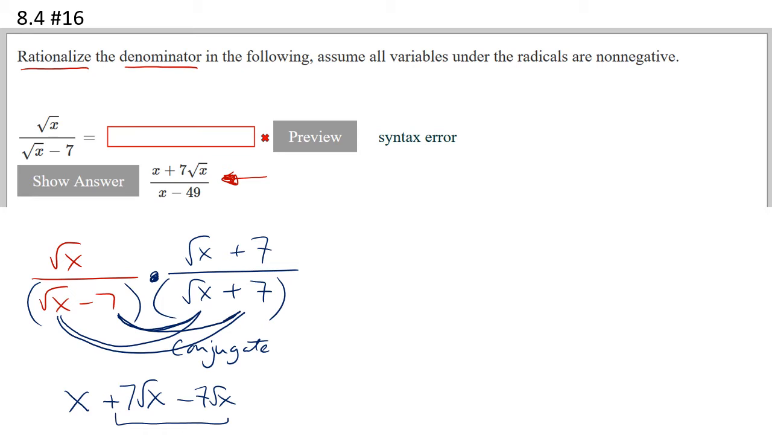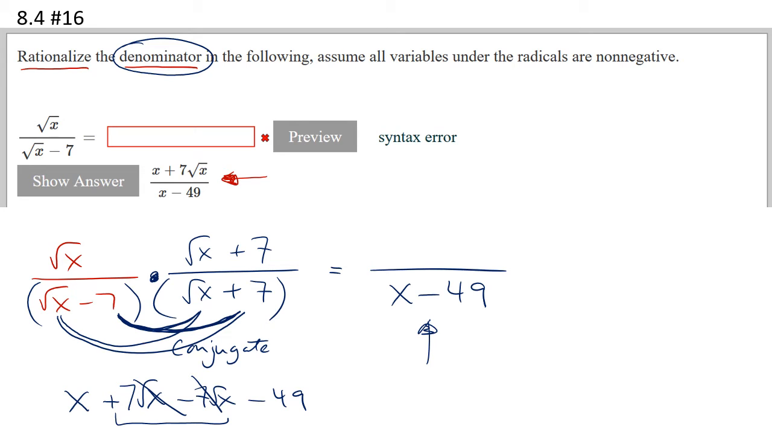And then we got to multiply the outside pieces. So negative 7 times positive 7 is negative 49. These guys cancel, and voila, what I have on the bottom is x minus 49. And again, it's because we rationalized the denominator. That's why we rationalized this. We are done as far as the denominator goes because there's no square roots here at all.